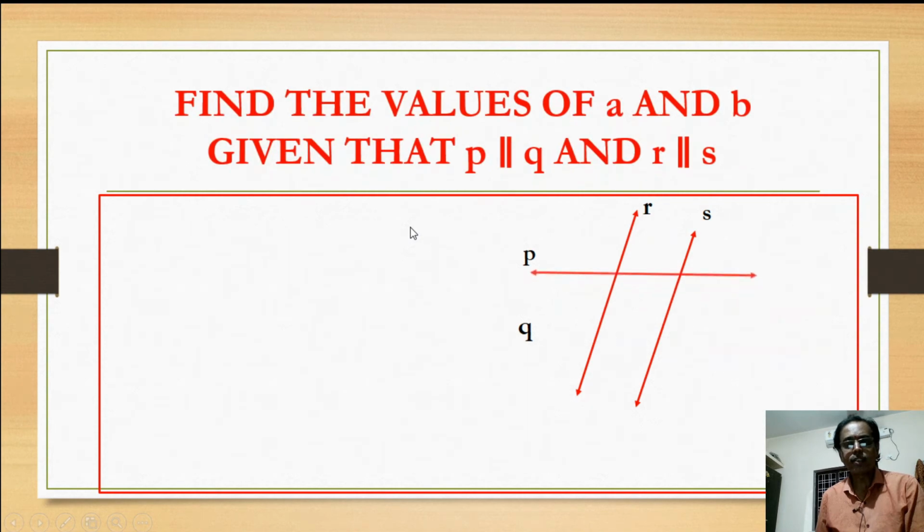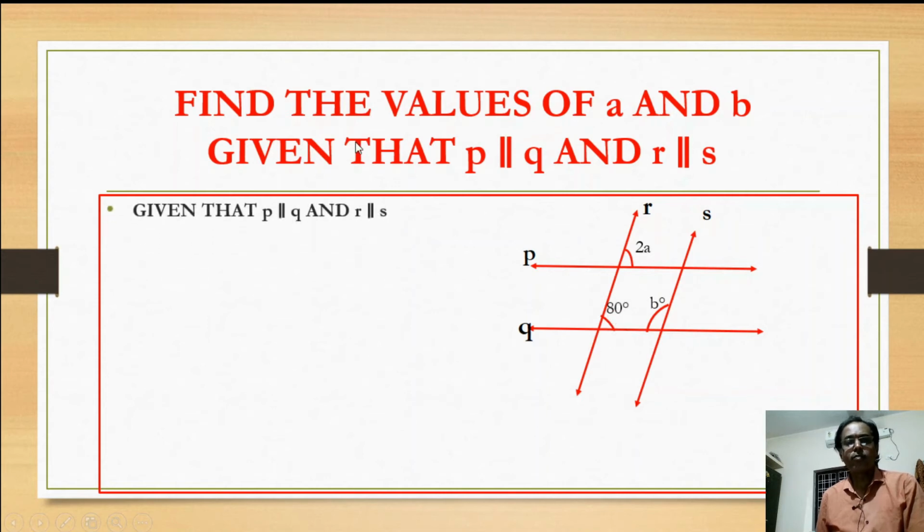Now let us see this figure. Find the values of A and B, given that P is parallel to Q, R is parallel to S. Now from the figure we can write 2A is equal to 80 degrees. How can we write 2A is equal to 80 degrees? Simple. Here P is parallel to Q and R is a transversal. Then 2A is equal to 80.